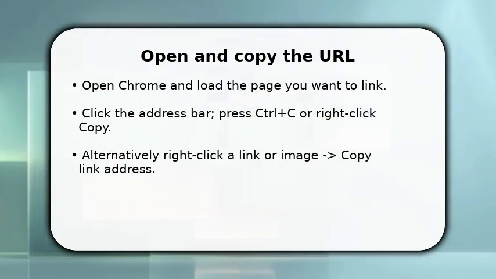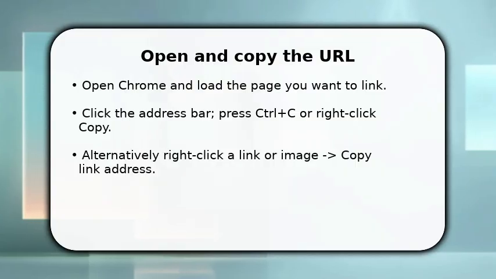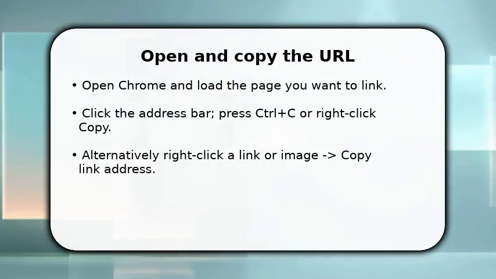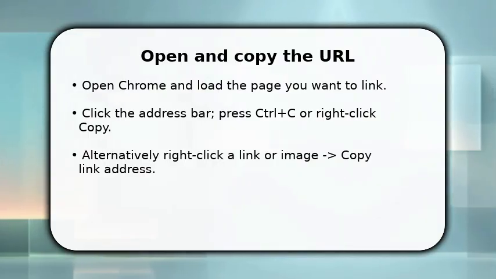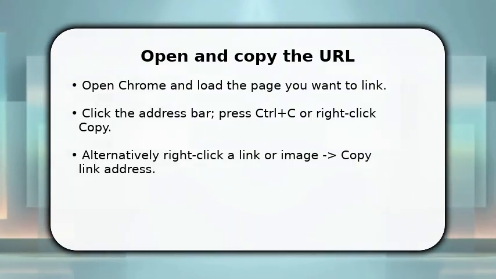Once there, click the address bar so the full URL is selected, and press Ctrl+C or choose Copy from the context menu. If you want a specific on-page link or image, right-click it and select Copy Link Address instead. Doing this captures the correct protocol and query string, so the recipient lands at the same content you see.